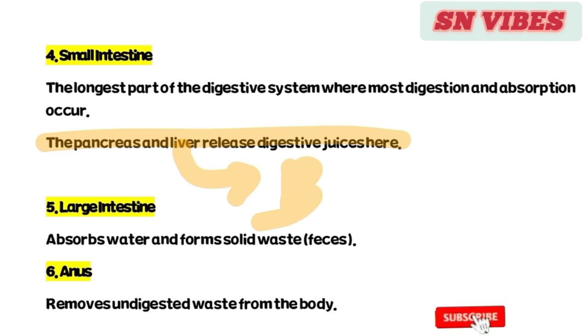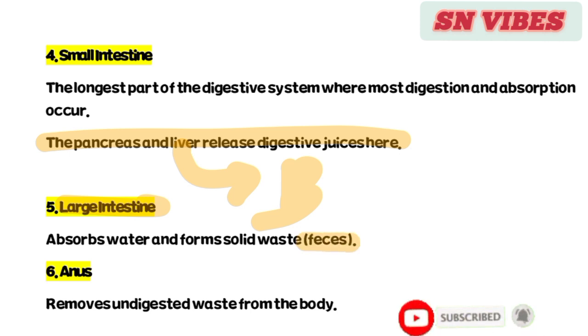Let us see the next part, that is the large intestine. The large intestine absorbs water and forms the solid waste. Here it absorbs all the water content from the digested food, and it separates the solid waste. The solid waste is also called feces.